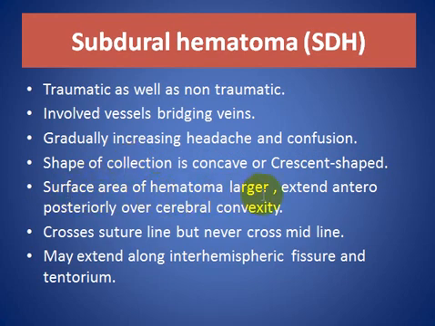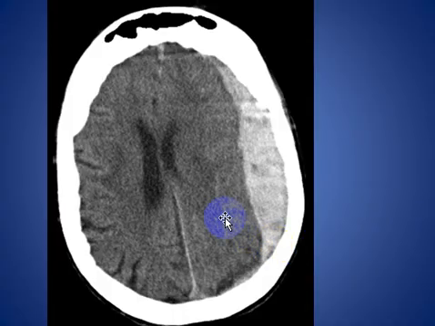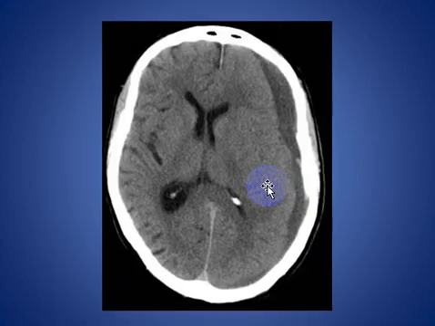Surface area of the hematoma is larger than the epidural because it extends posteriorly over the cerebral convexities. It crosses the suture line, but never crosses the midline, and may extend along the interhemispheric fissure and the tentorium. As we see here, large subdural hematoma with midline shift on the left side. Another patient with hypodense subdural hematoma with midline shift.